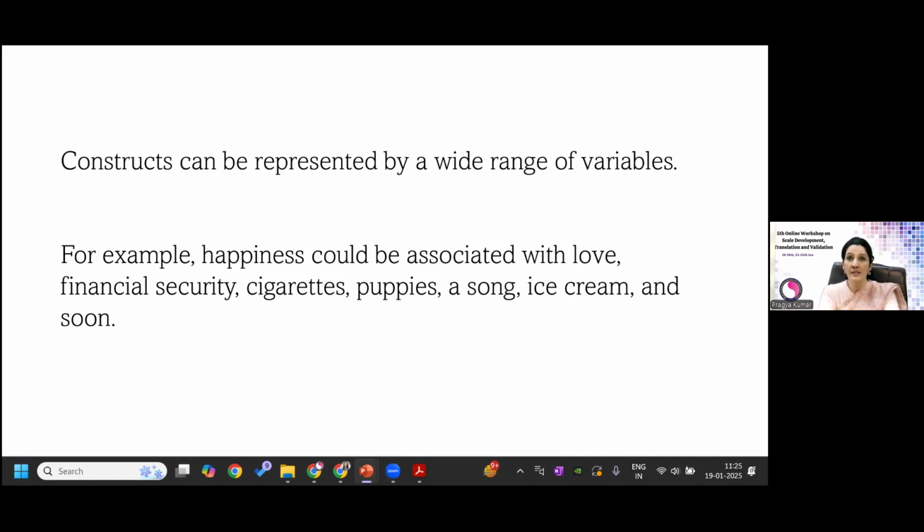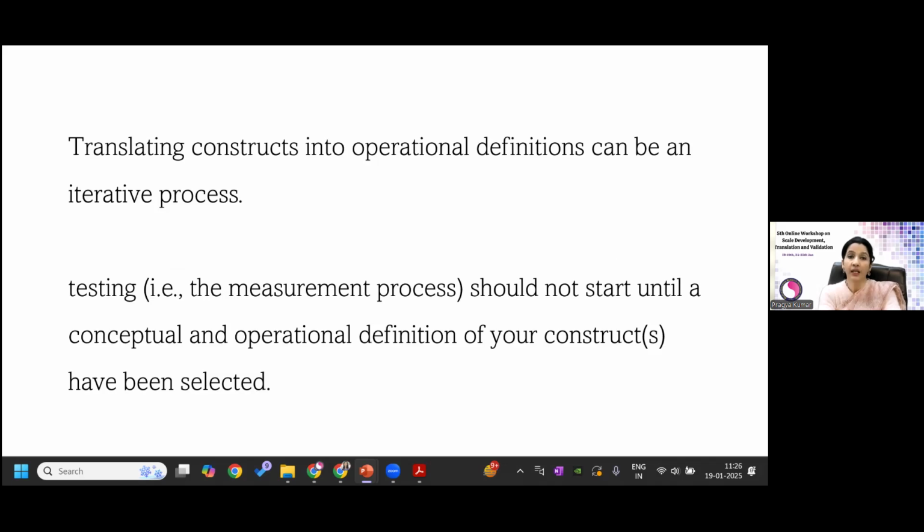Similarly, happiness can be measured. If I'm happy, it can be measured with the financial security, with cigarettes, with puppies, with a song, or ice cream, and so on. So there are many items of this happiness. Similarly, translating our construct into an operational definition is again an iterative process. And the item generation, which we know, is again a process of operationalizing your construct.